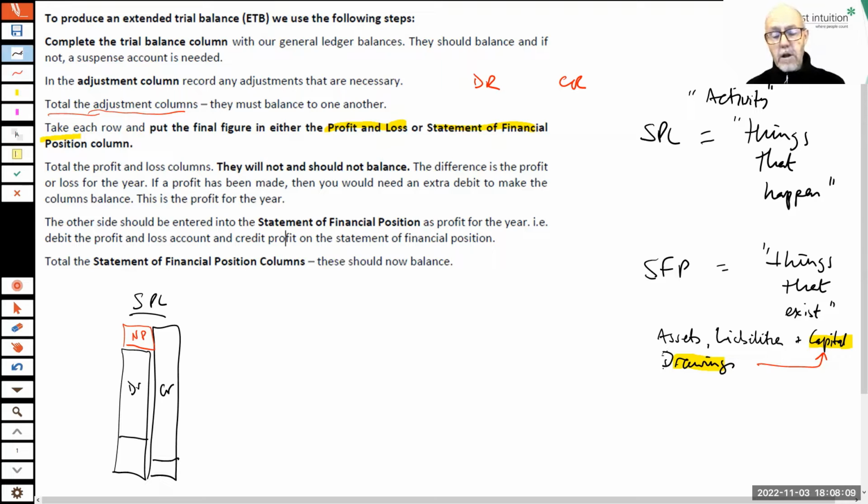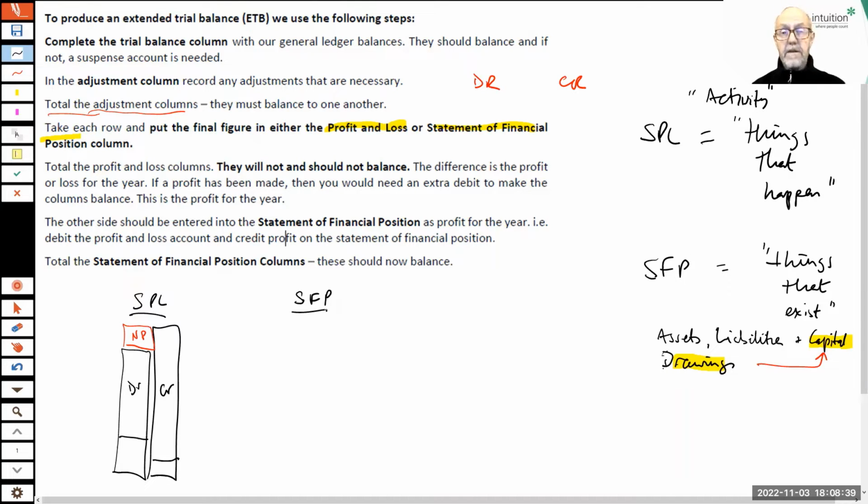The same logic in a different way applies to the statement of financial position. In this case, the inevitable effect of making a profit is we have more money. Now, we might use that money to buy other assets, like we might buy machinery. We might use that money to pay off loans and reduce our liabilities.